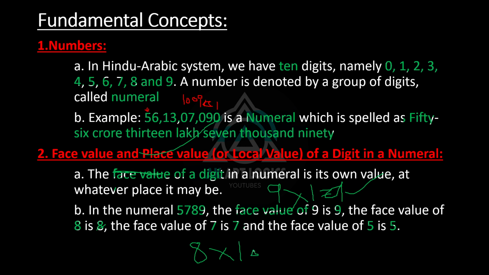So 8 into 10 becomes 80. So the place value of 8 in the number 5789 becomes 80, and the face value of 8 will be 8. Suppose I'm going to ask you guys, take a moment and tell what is the place and face value of 5. So I'm going to give you 5 seconds of time. Just think and tell it.